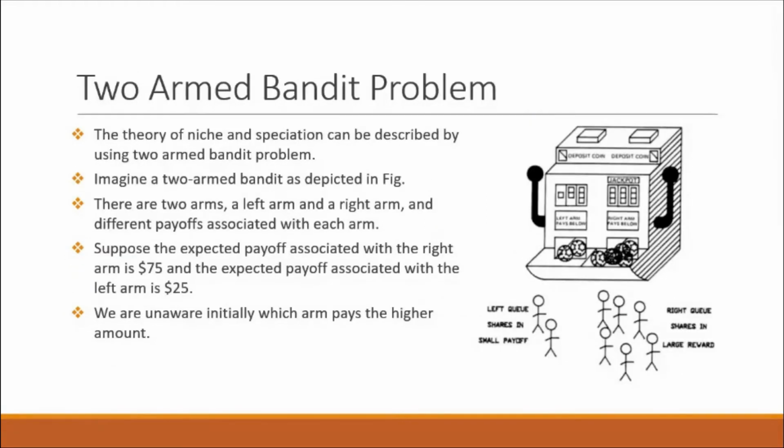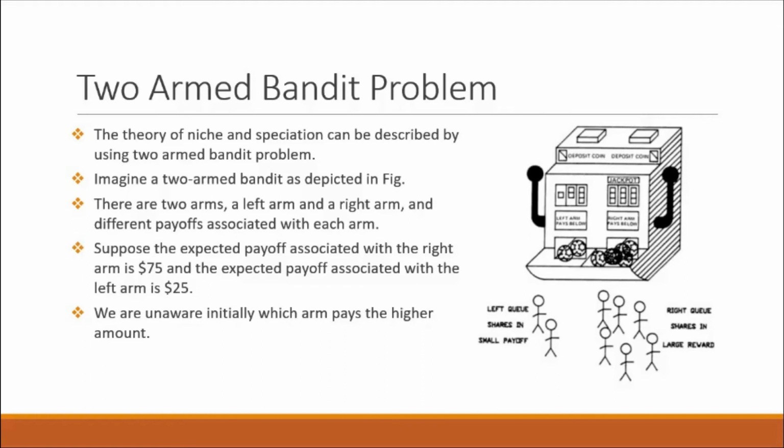So in order to explain the theory of niche and speciation, a two-armed bandit problem is normally used. In the case of a two-armed bandit problem, there is a machine, a device, in which there are 2 arms, the right arm as well as the left arm. Each arm is associated with some specific payoff.